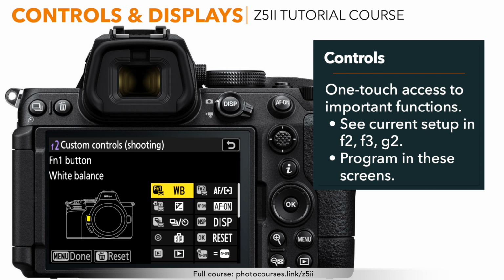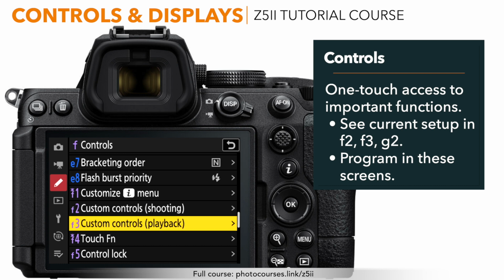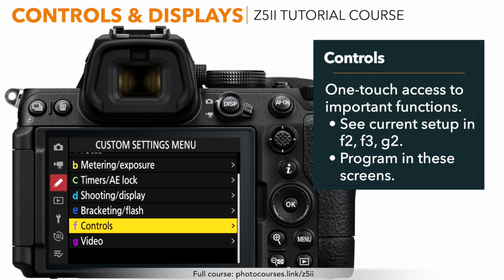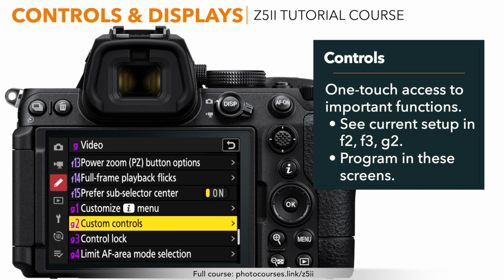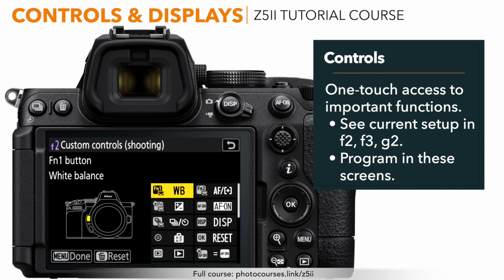You can see the current camera setup and then program it in the Custom Settings menu. Custom Settings F2 for shooting mode, Custom Settings F3 for playback mode, and Custom Settings G2 for movie mode. Anytime you want a reminder of what your controls do, this is where you can come. Or if you want to change how something is set up, you'll also come into these menus.